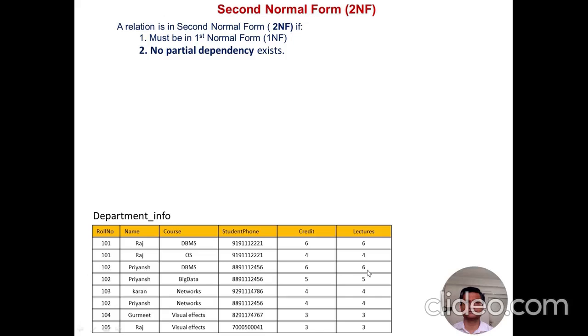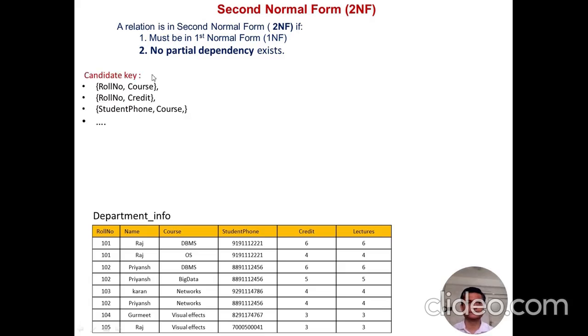Now, let's check if it is in second normal form or not. A data table is in second normal form if it satisfies two conditions. It must already be in 1NF. There should be no partial dependency. To understand the second condition, we first need to understand what partial dependency means. But before that, let me clarify some terminology.